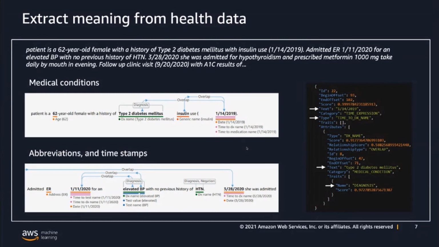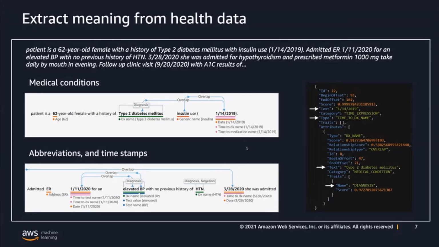Once this is fed into HealthLake, HealthLake's integrated natural language processing capability will pick this up, and the trained machine learning models know how to detect diagnosis. So it understands type 2 diabetes mellitus, for example. It understands insulin. It can detect the dates. And it also understands negation, where there is no previous history of hypertension. So hypertension will not be included, even though the word appears in the text.